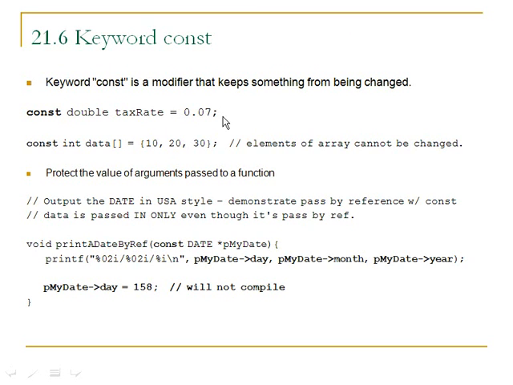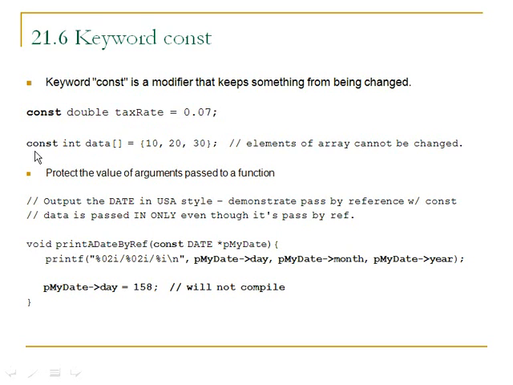What we're doing is defining this variable to not vary. As long as this program runs, we don't want this variable to ever change from 0.07. So you cannot write a line of code that says tax rate gets 10.0, for example. This variable is defined to be protected at its initialized value.